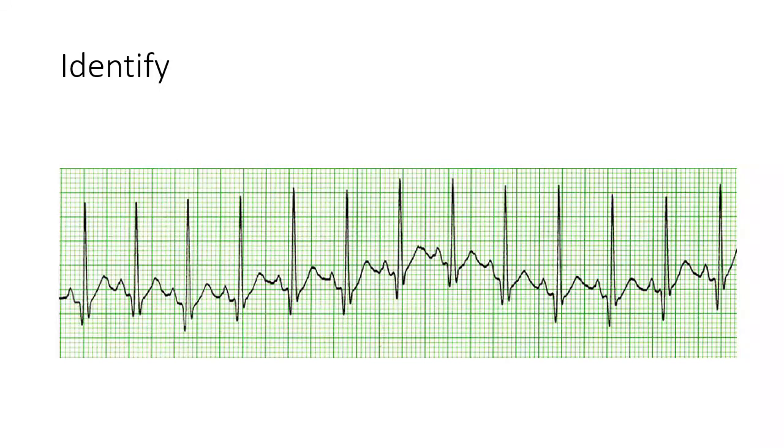I'd probably just say sinus tac. This is why I like being around smart people. Okay, so yeah, it's a sinus tac. You're exactly right.